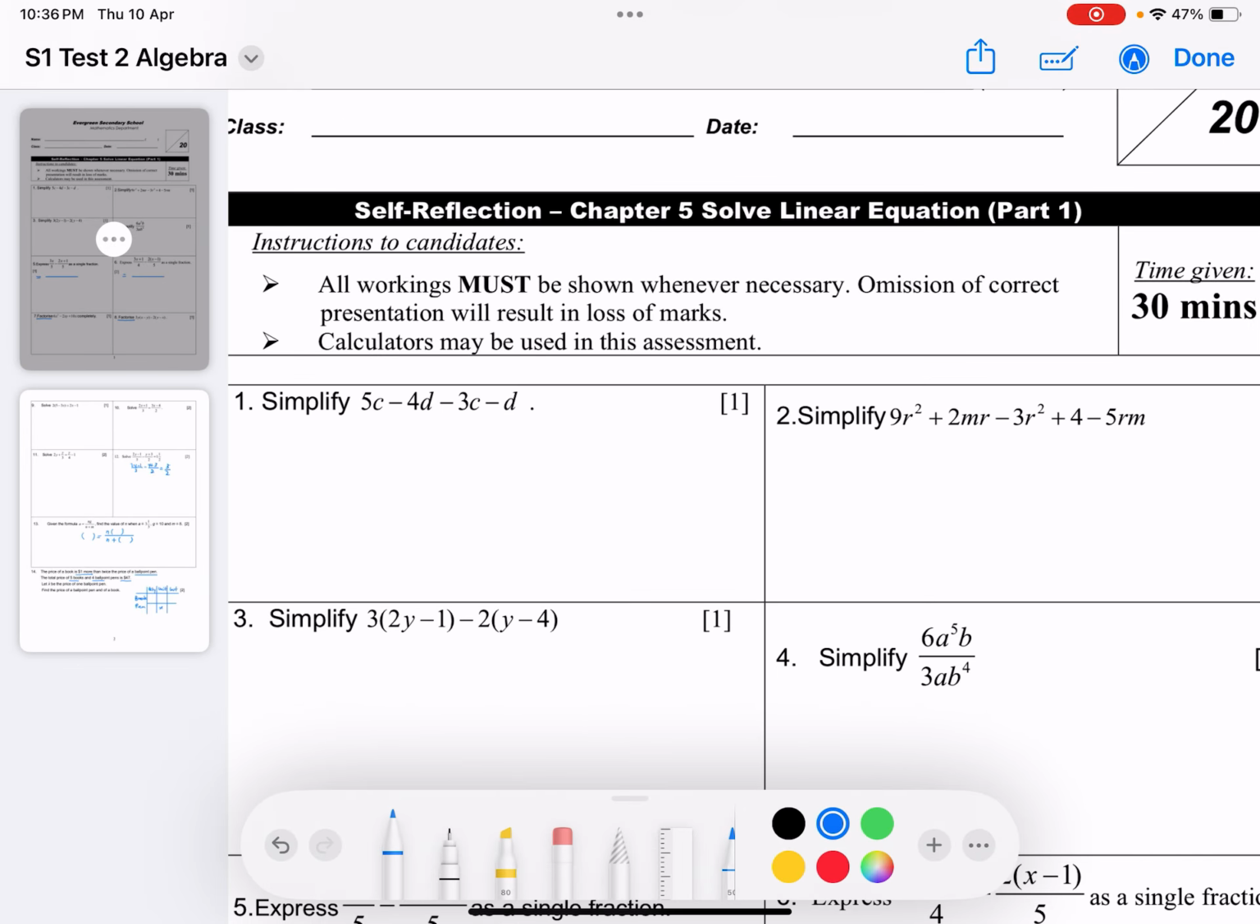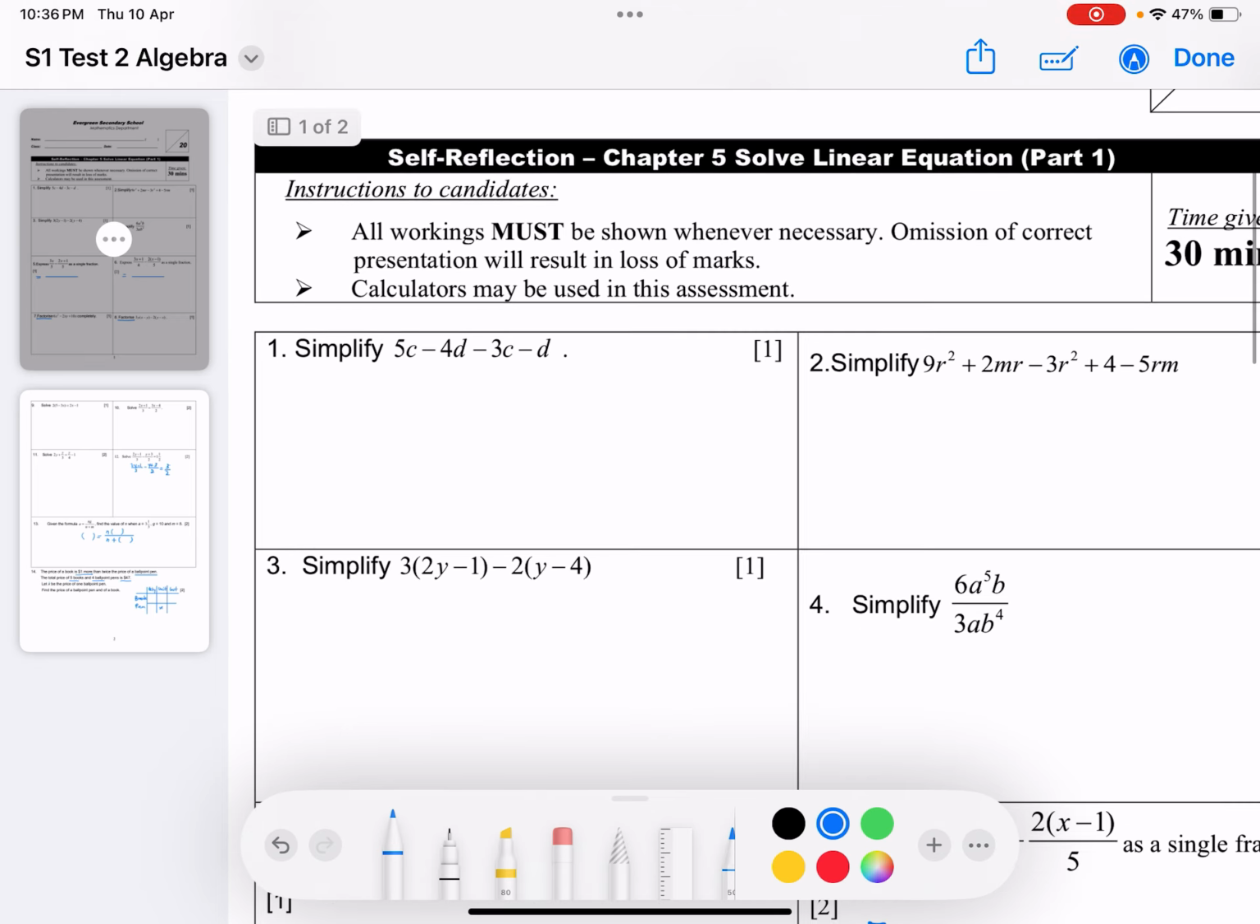Solutions to Sec 1 Test 2 on Algebra. In the first sum, we have to collect like terms. So we have 5c minus 3c, that is 2c. And minus 4d minus d is a total of negative 5d.